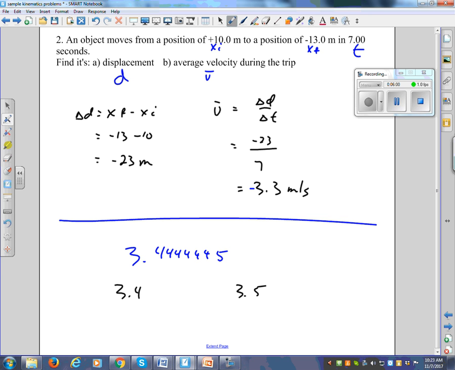Okay, hands up. Who says 3.4? About 2/3 of you. Hands up who says 3.5? You do not. Did you say, oh, well, that makes that a 5, and right? Is that what you did? You do not do that. That is not proper rounding.